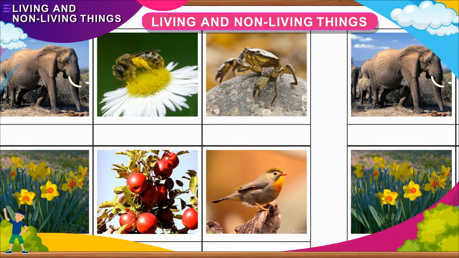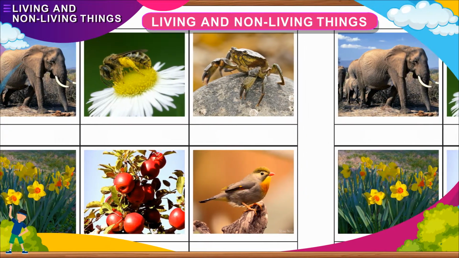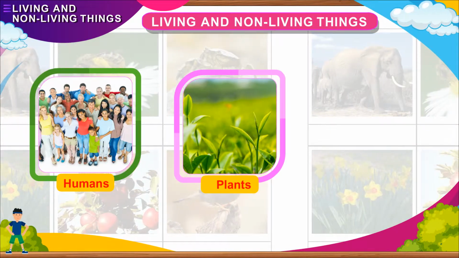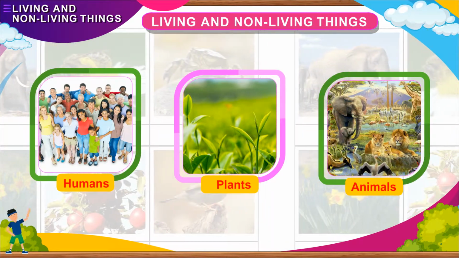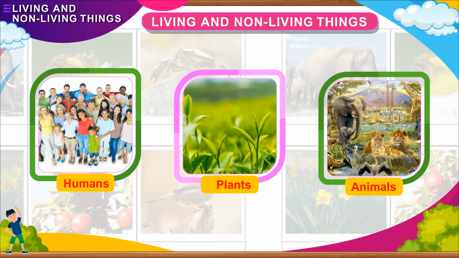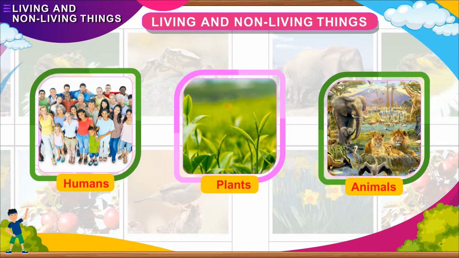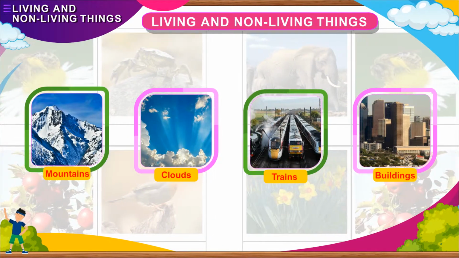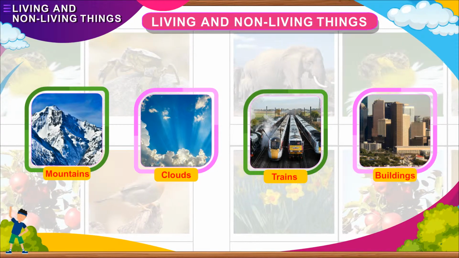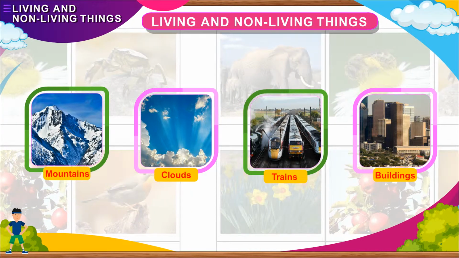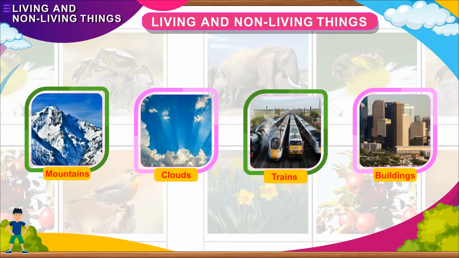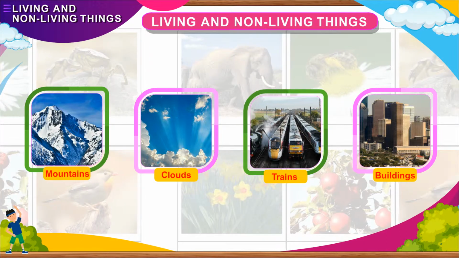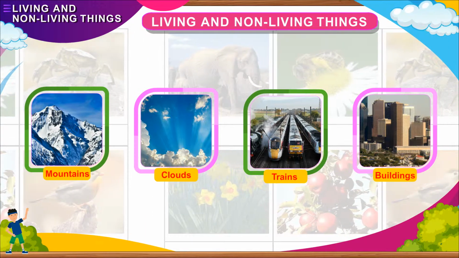Living and non-living things. There are many differences between living and non-living things. Humans, plants, and animals which have life are called living things. Living things can do many things on their own. Mountains, clouds, trains, and buildings which have no life are called non-living things. Non-living things cannot do things on their own. There are many features which make living things different from non-living things. Let us know about them.